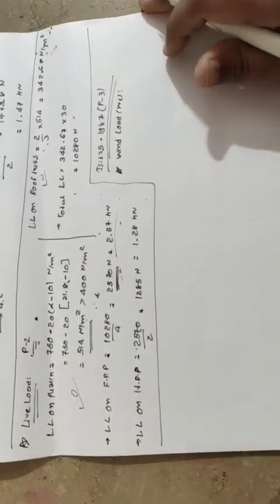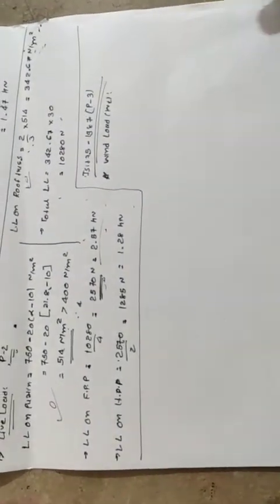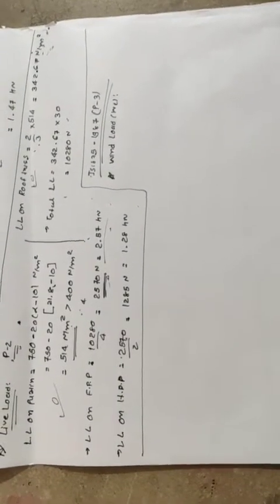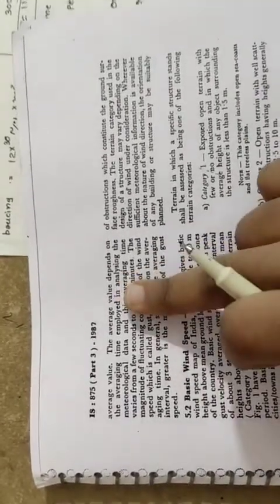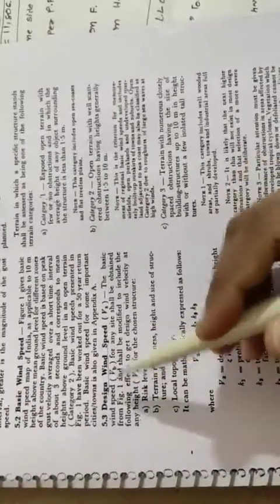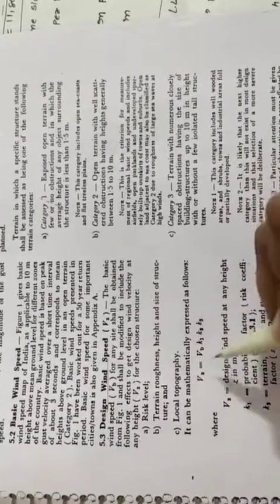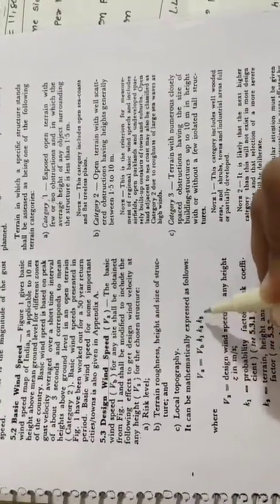In the previous lecture I told you that there are some codes related to dead load, live load, and wind load. For the wind load we use IS 875 Part 3, 1987, right? In this code, on page number 8, there is an equation given for the design wind speed, Vz. The equation to find Vz is Vz equals Vb, K1, K2 and K3.